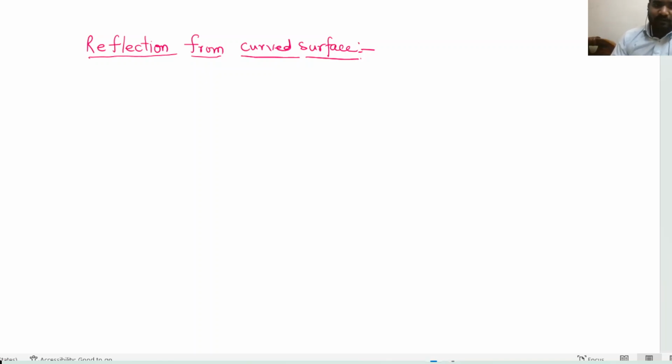See the topic, reflection from curved surface. A curved surface will be formed from a spherical type of object. So this curved surface is just a part of a curved spherical surface or spherical body. So curved surface is a part of a spherical body. Now you can take one type of spherical body.